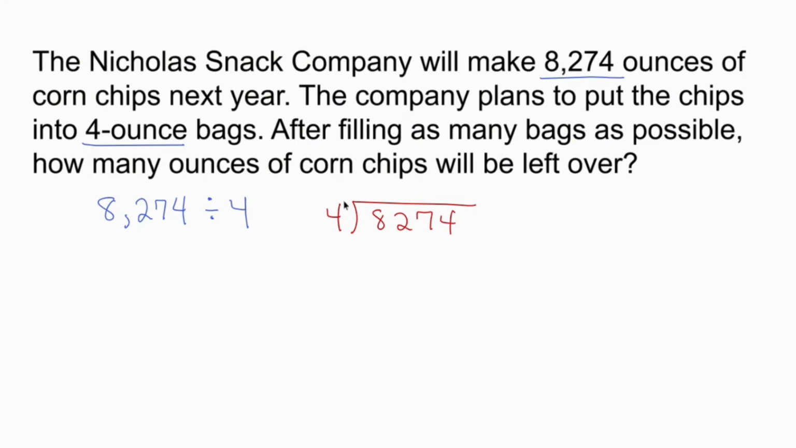Now in order to divide and see how many times 4 goes into 8,274, I'm going to go left to right, digit by digit. So 4 goes into 8 exactly 2 times. Now we multiply. 2 times 4 is 8. Subtract, you get 0. Drop down the next digit, which is 2. 4 goes into 2 0 times. So I can't do anything, and now I'm going to drop down my next digit, which is 7.